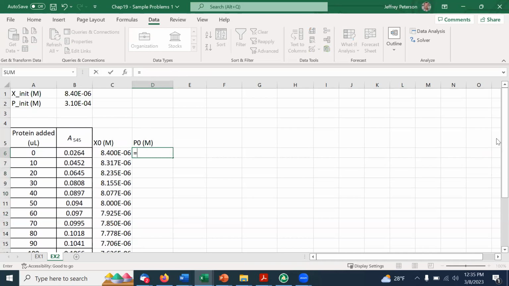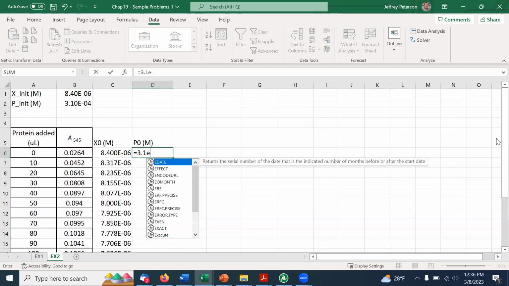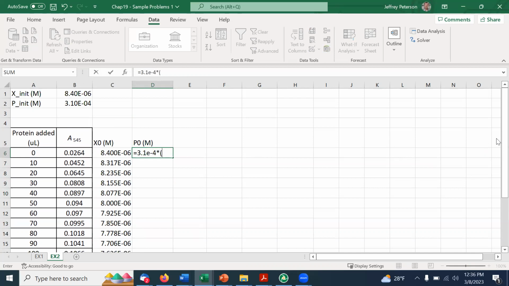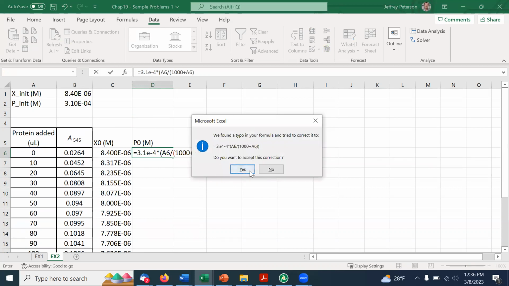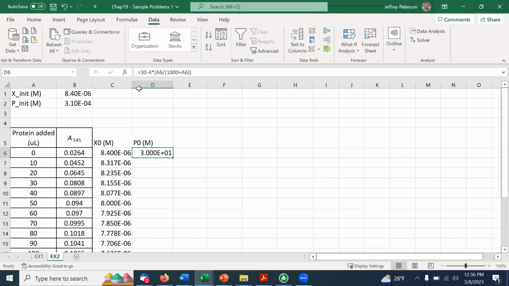So the initial concentration was 3.1 e to the minus 4. So 310 micromolar times a dilution factor. That V1 is whatever volume of protein I add, plus 1,000 plus. I think I shouldn't let Excel fix my formulas. That's maybe my problem. Okay, there we go.